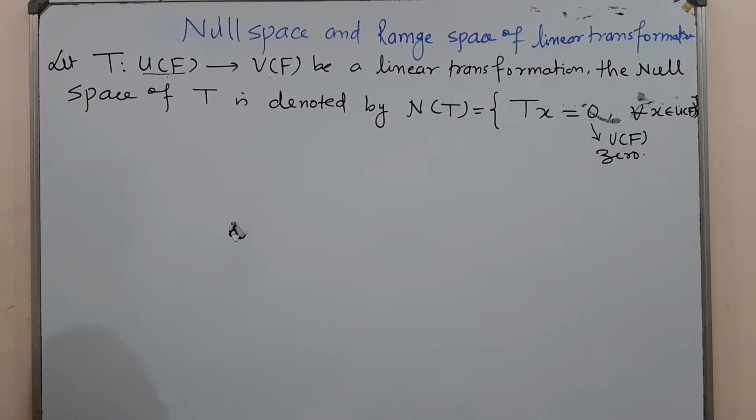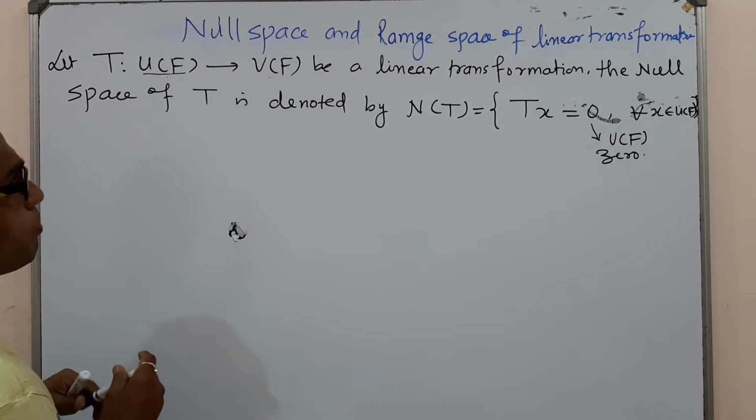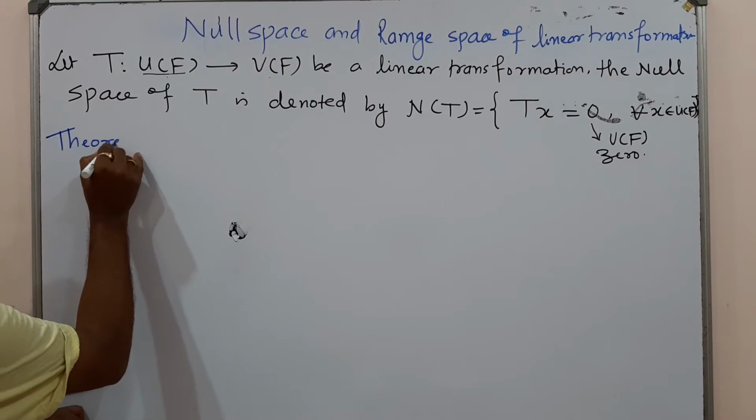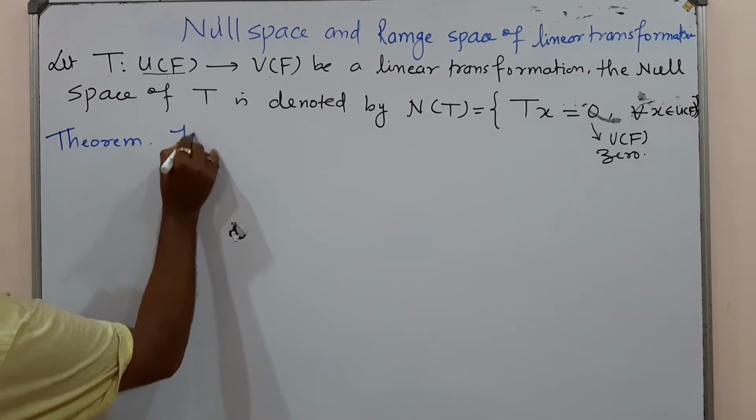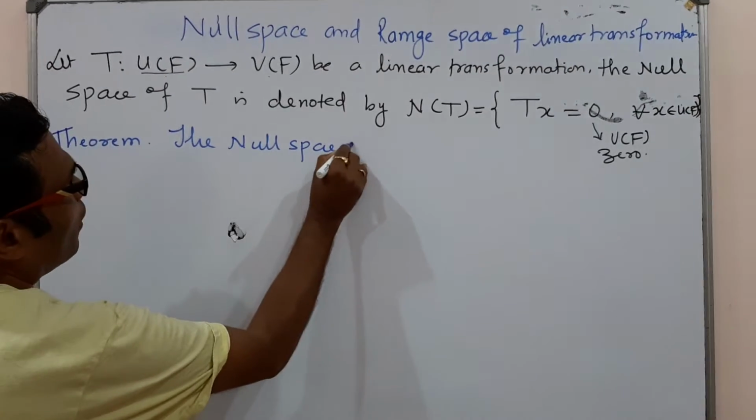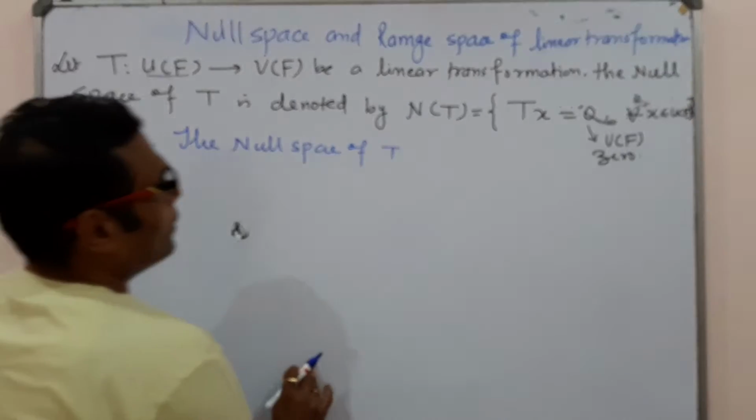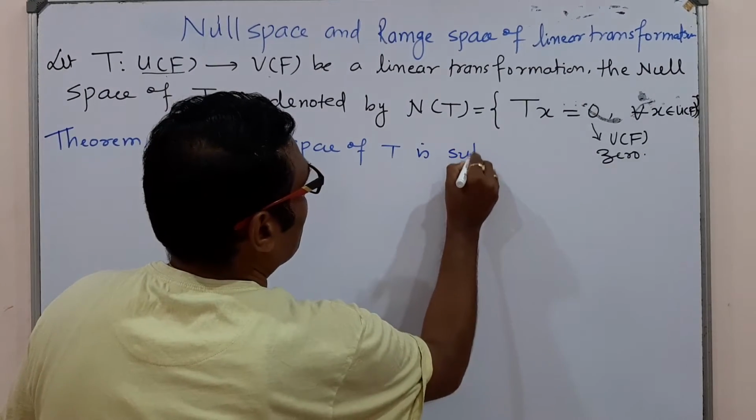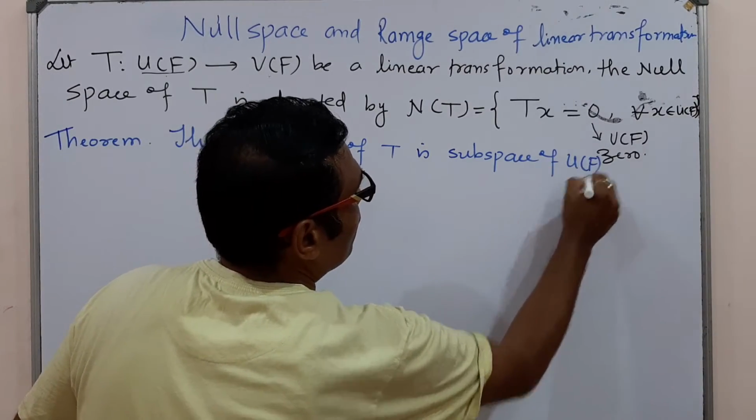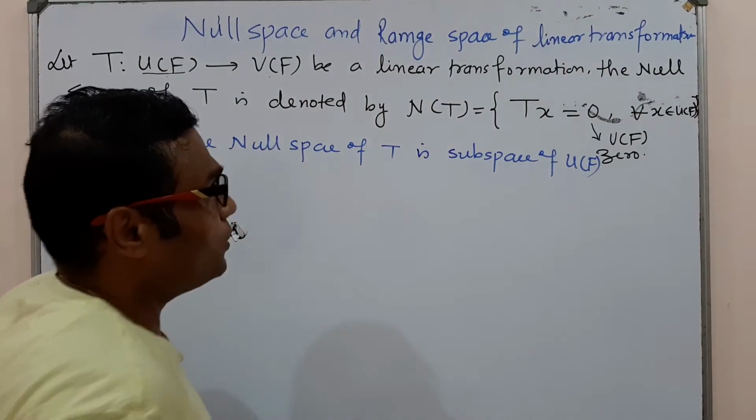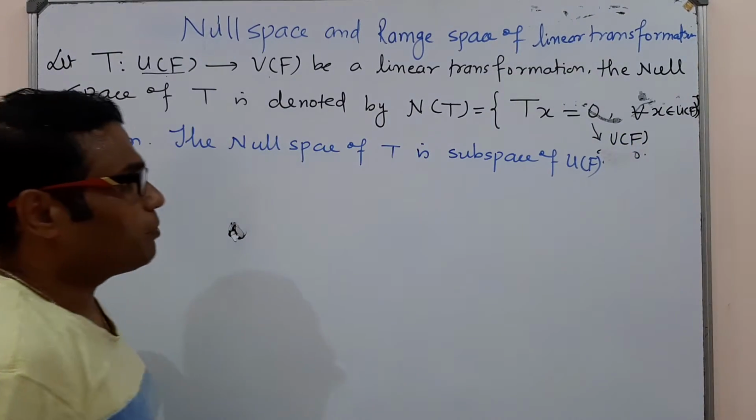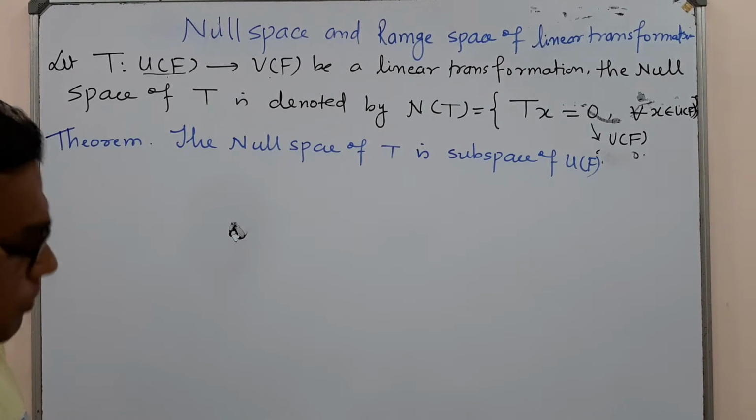Now we prove an interesting result. The theorem: the null space of T is a subspace of UF. That is, it is a linear subspace of the vector space UF here. Now we prove that.